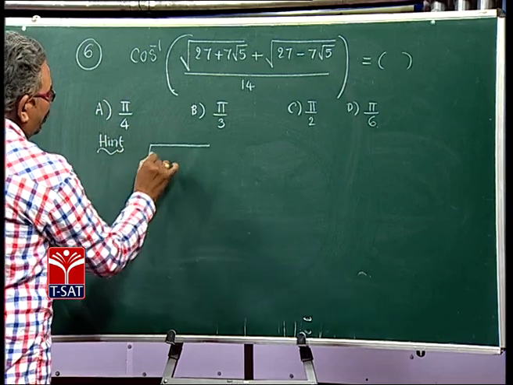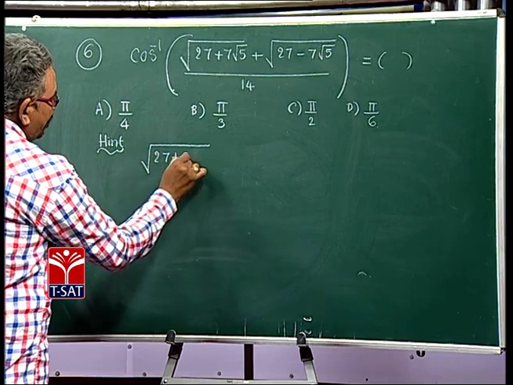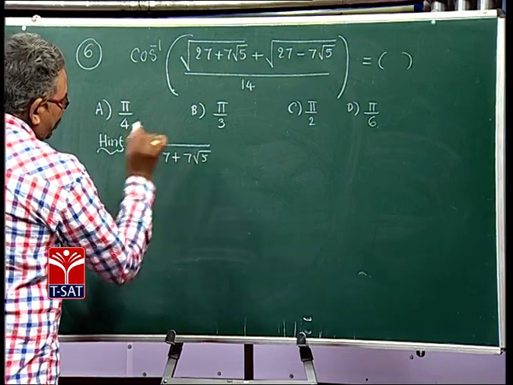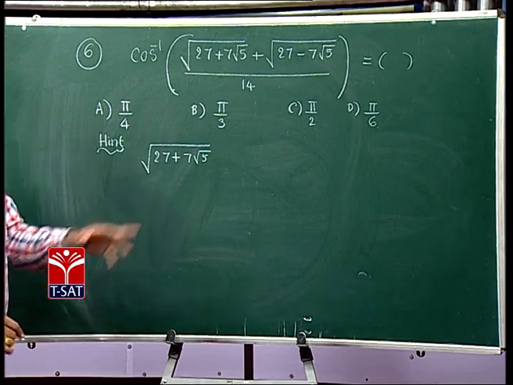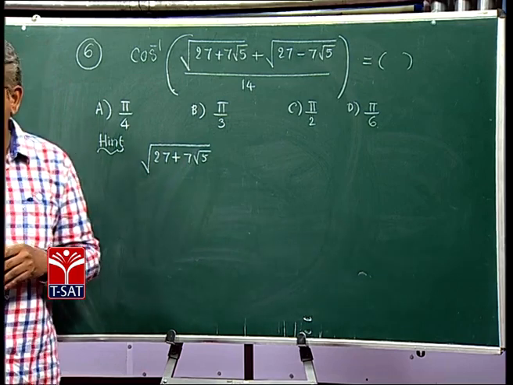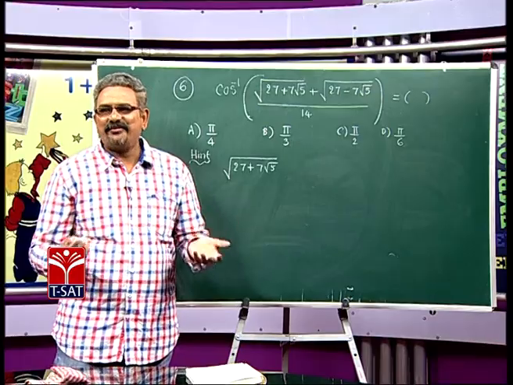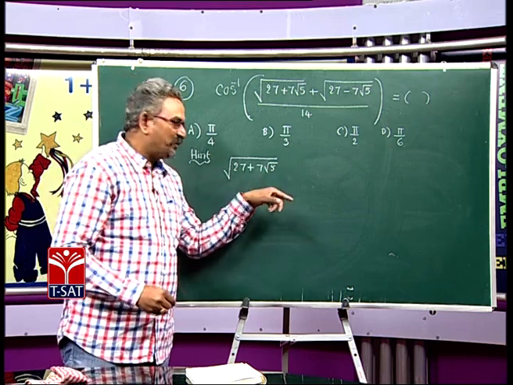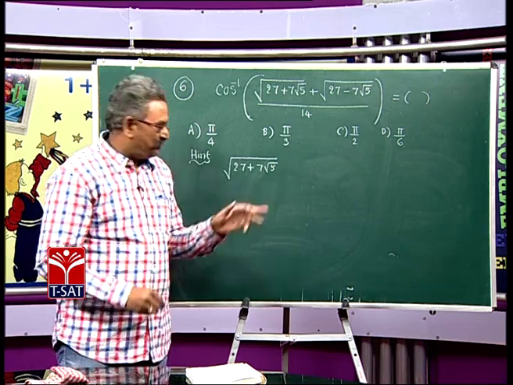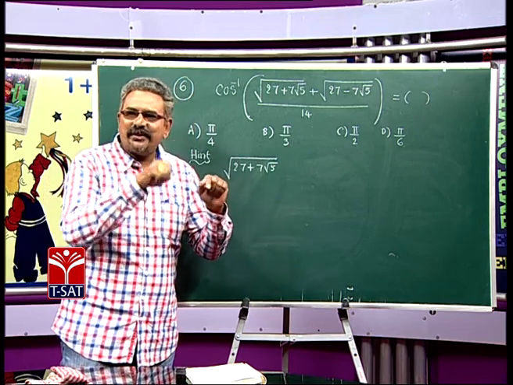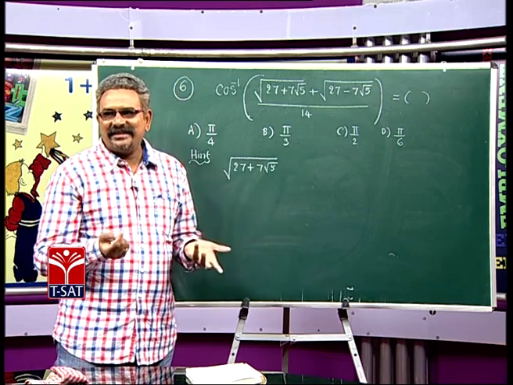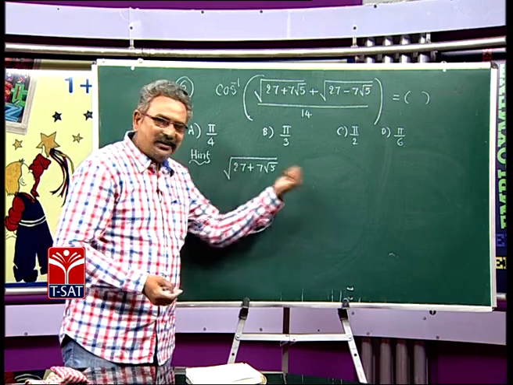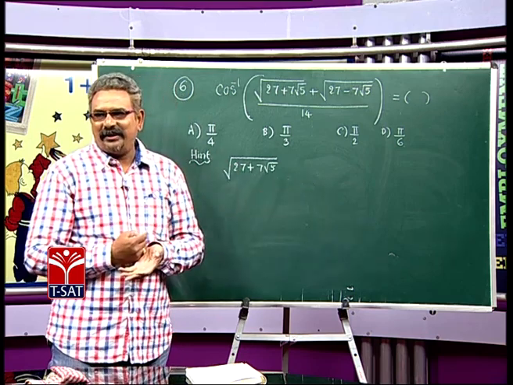Square root of 27 plus 7 root 5. Now 7 is a prime number, 5 is also a prime number. They have only two factors, 5 into 1 and 7 into 1 only. But that should be 2 root of something. So that means we have to apply the mathematical manipulation.